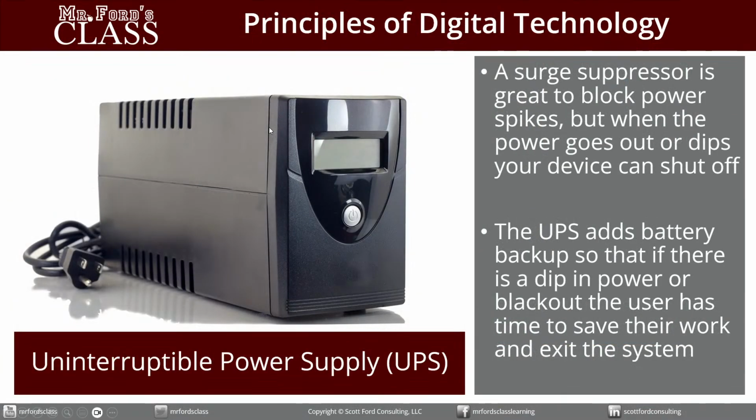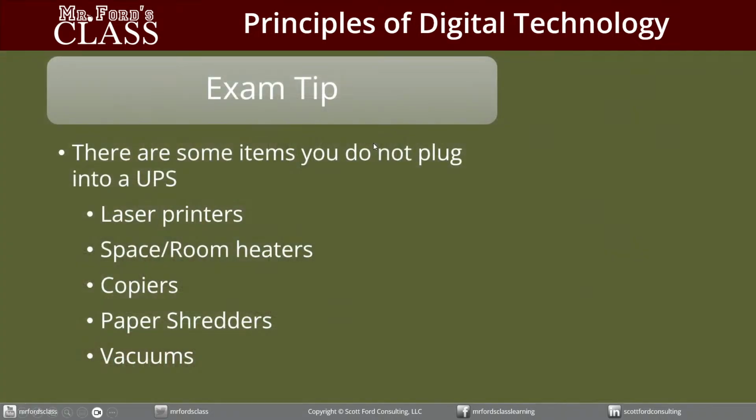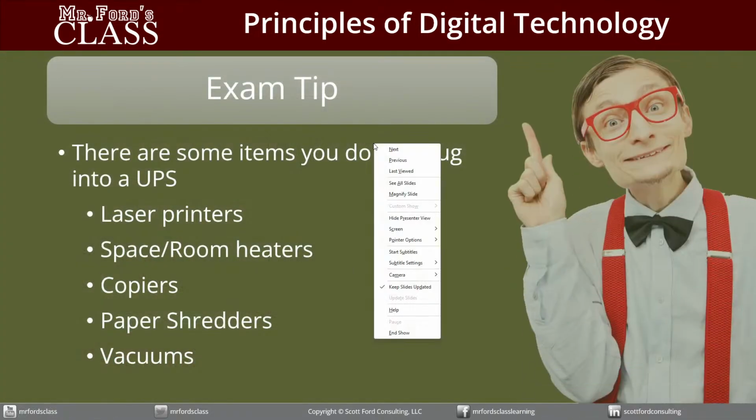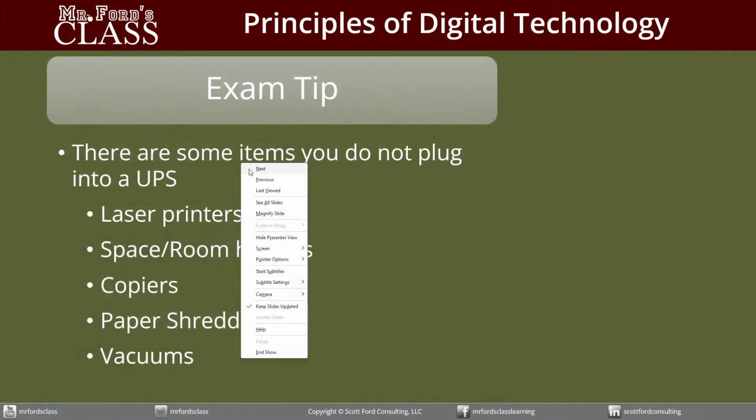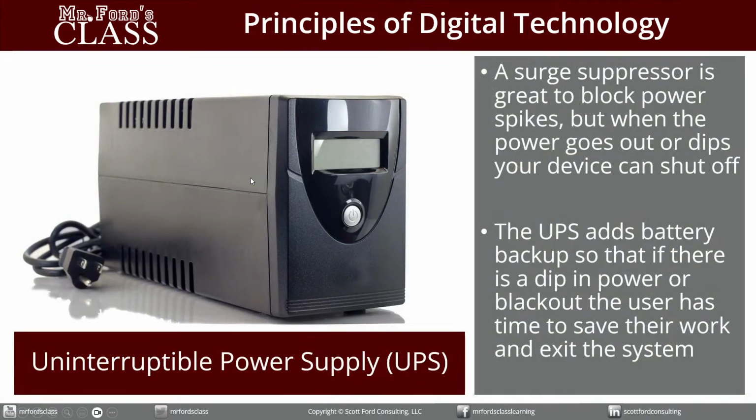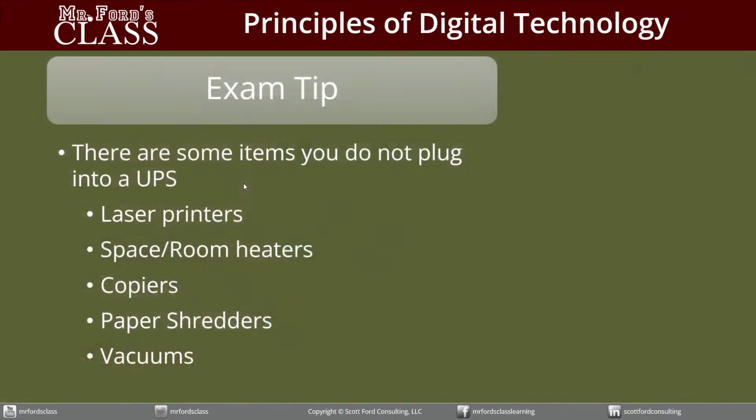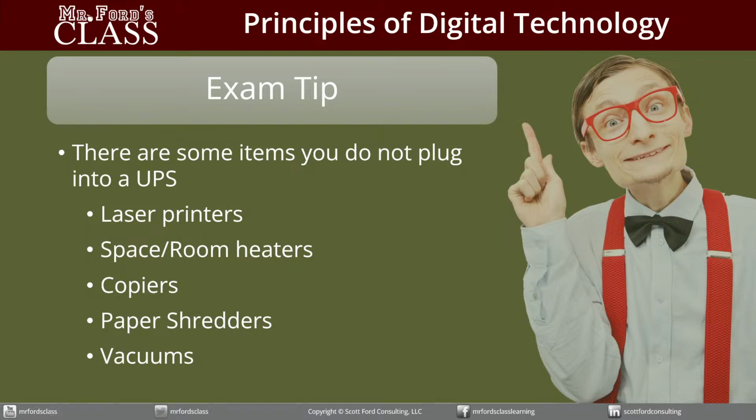Then we have something called a UPS. A UPS stands for uninterruptible power supply. And you have both surge suppressors and battery backups built into the same device. One side will probably be a surge suppressor, while the other side will be a battery backup. So if the power does go out, you have a battery charge to shut your stuff down in a timely fashion.